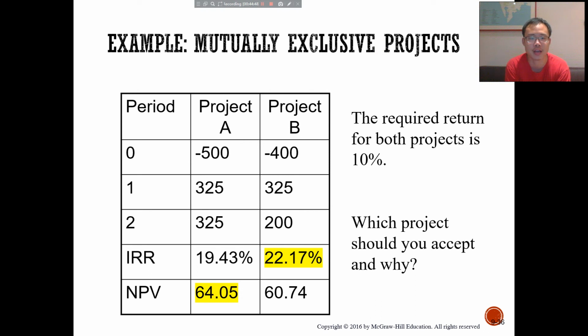For the first project, you find that the NPV is 64 and the IRR is 19%. For the second project, the IRR is 22%, but the NPV is $60, or $1 million.